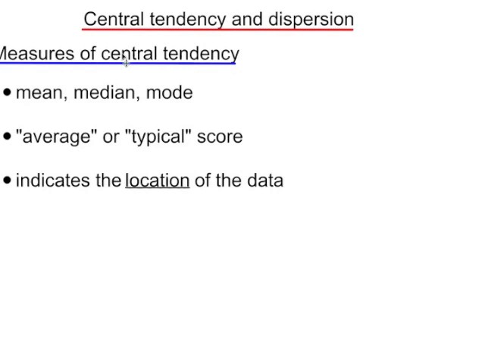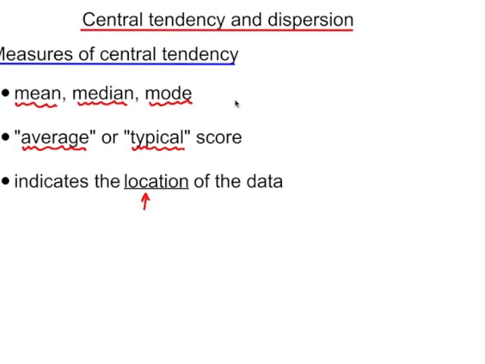This lesson is about measures of central tendency. In mathematics, when we have a set of data, we like to summarise the data with an average or a typical score. There are three ways that we can do this: the mean, the median, and the mode. All three of these indicate the location of the data and can be used to represent the average or a typical score.